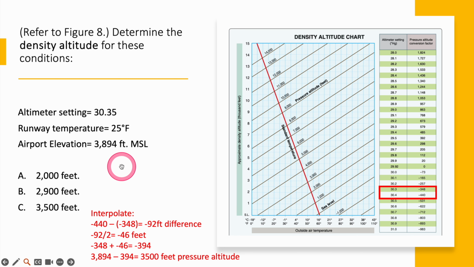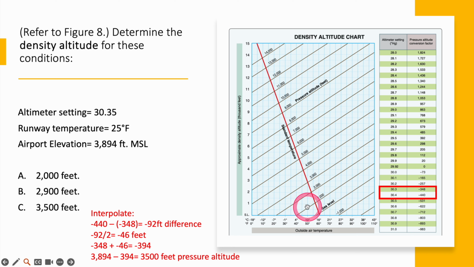Then you subtract that. Since it's a conversion factor, any of these negative numbers you subtract from your original elevation. So our starting point, 3,894 minus 394, should give you 3,500 feet pressure altitude. So that's the first step.